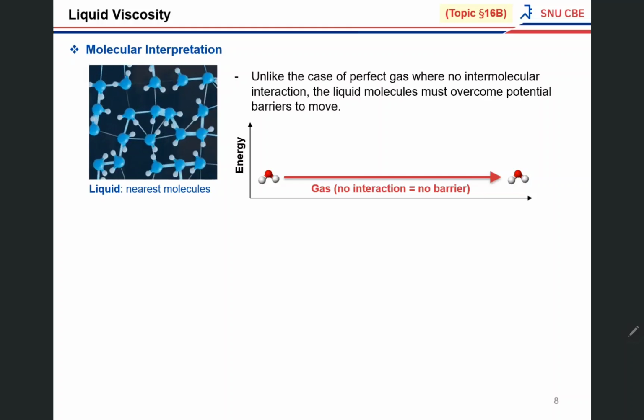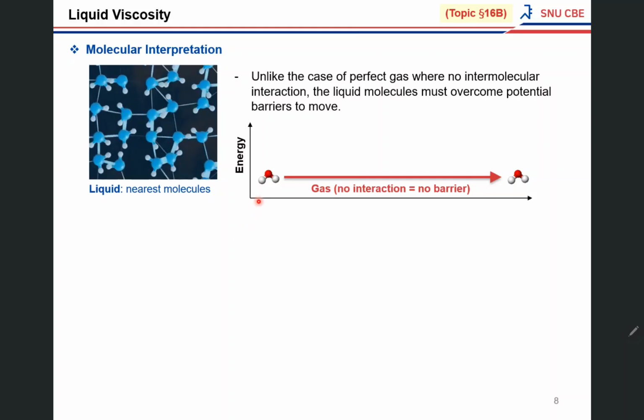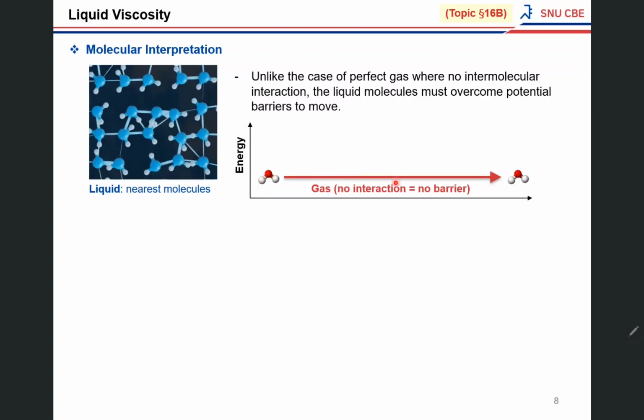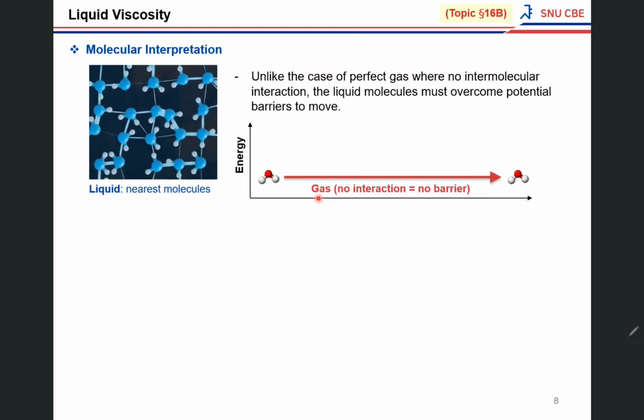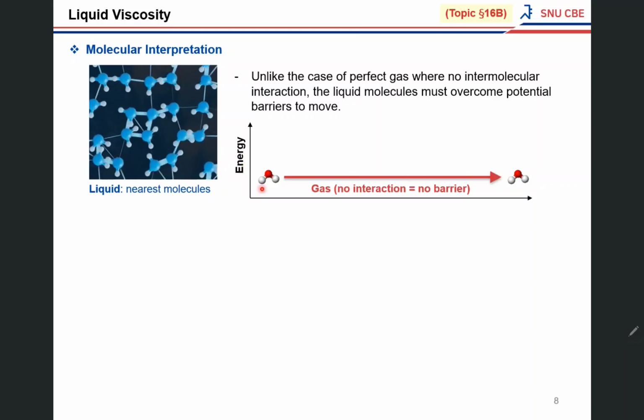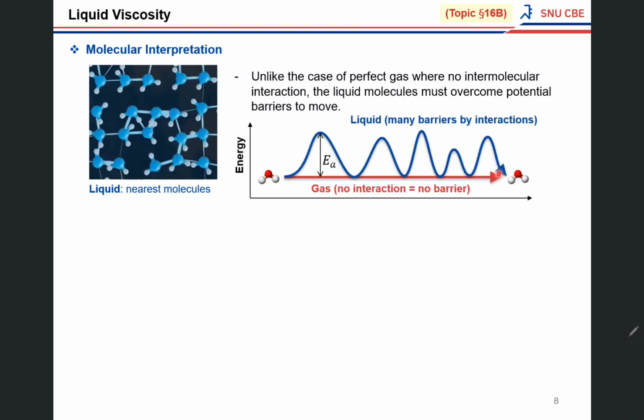In the perfect gas, we basically assume there's almost no interaction among the molecules inside the phase. So let's think about the energy when traveling through space. In the gas phase, unless they have some kind of collisions, the gas basically feels no barrier in translation, so we have almost no energy barrier in this curve. But liquid is pretty different.